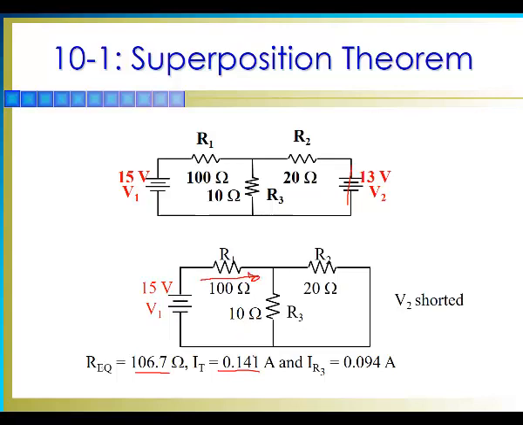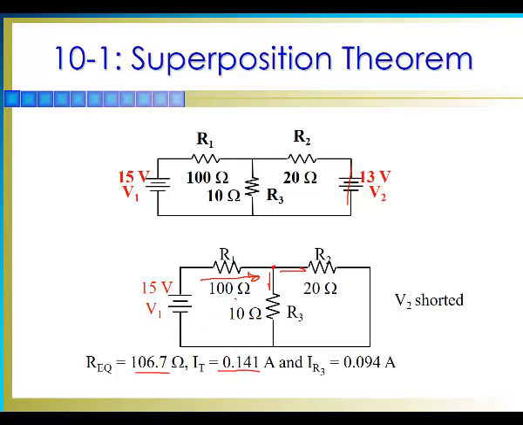So, and then we also calculate that the current IR3, which is the current that goes in here, so it would be a fraction of that one, so that would be 0.094 amps. So this is the voltage, this is the total current, and this current will split at this point. Some goes this way and some goes that way. Okay, so this is the current, I total current.